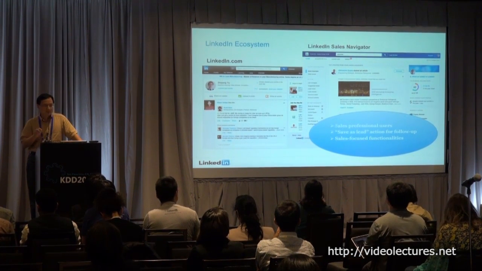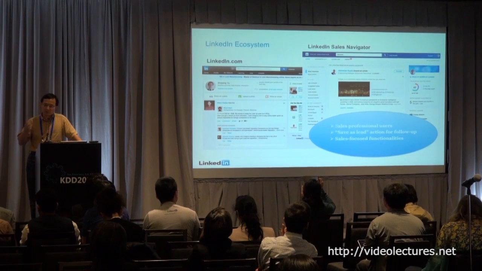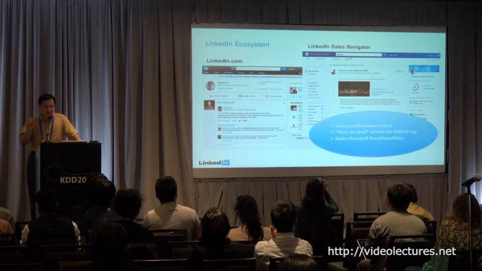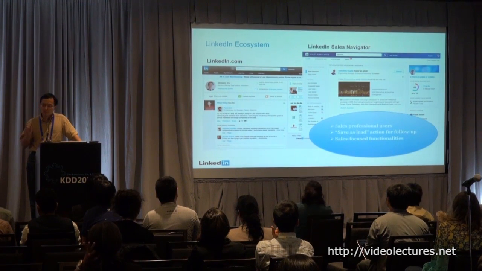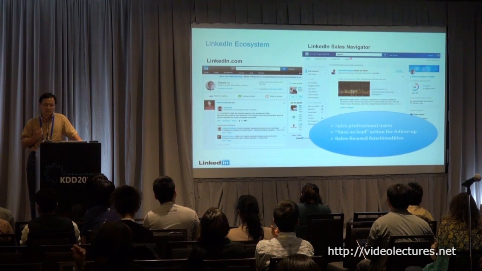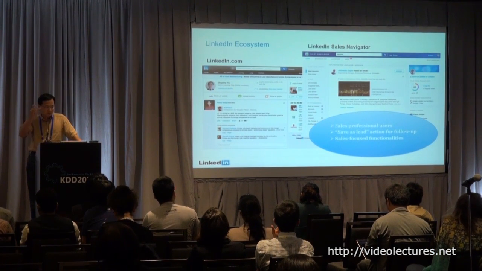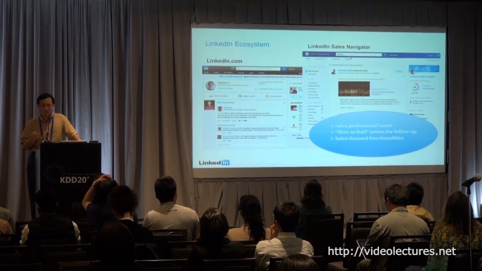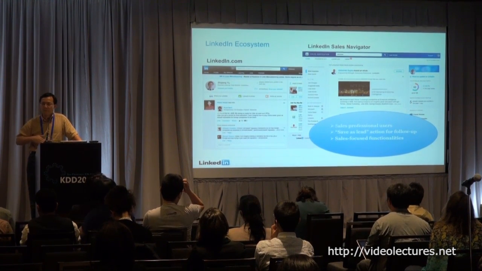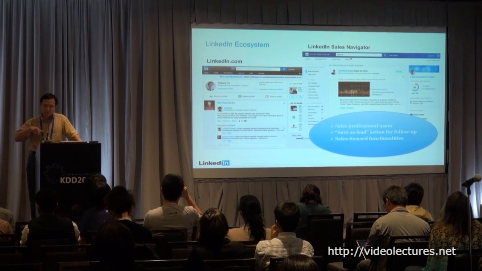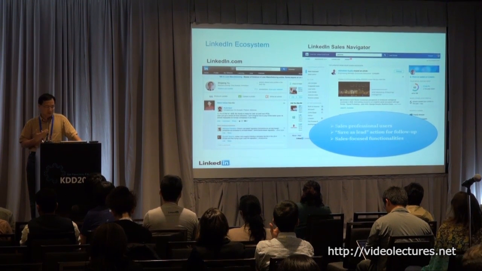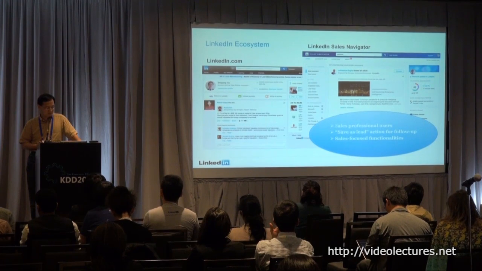So the key differentiation of this product is that we are serving sales professionals primarily. There's an additional action that you can do which is not available on LinkedIn.com: you can save people as leads, meaning I've looked at this profile, this person looks interesting to my product, so I should save them. So I have a list of saved leads per company. I can follow up on them. I can see their updates. That's one feature that is not available on the free version. And we have some specific functionality for sales professionals.